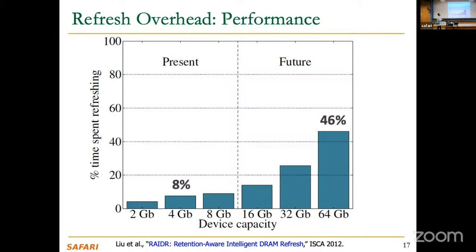This paper was published in 2012. And at that time, they had chips of 2 gigabit, 4 gigabit, 8 gigabit, and they had a projection for the larger capacity chips. This is essentially a very basic calculation that we had in the previous slide. You can easily see that if you scale in the way that we scale in this region, when you reach 64 gigabit capacity chips, you will spend almost half of your time only for this maintenance operation. So you have a DRAM chip over there, but it's not available for half of the time.